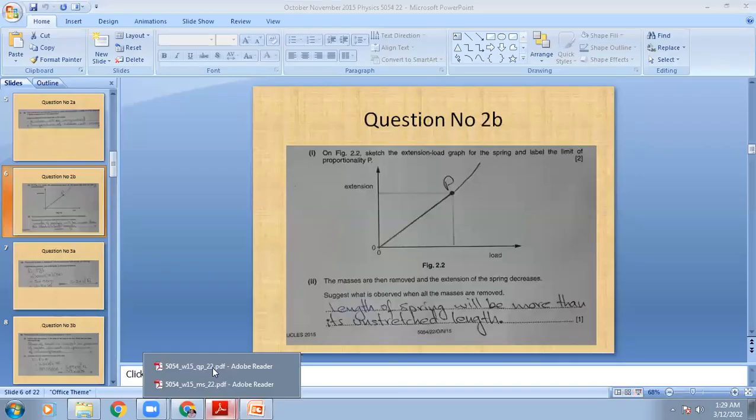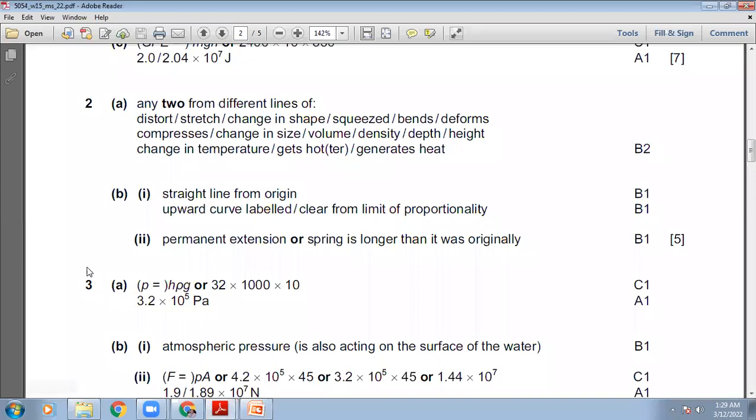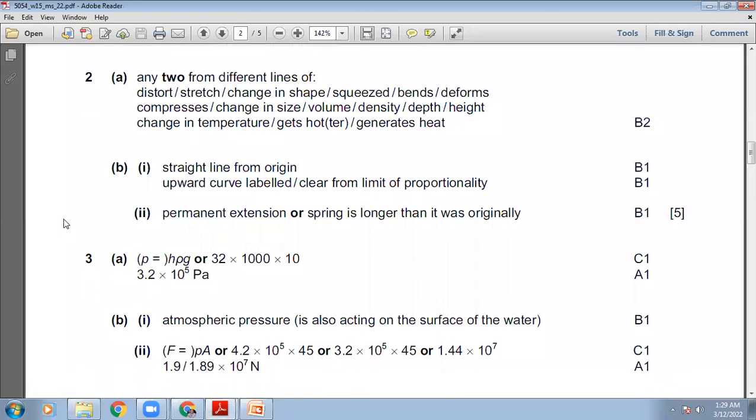So hopefully you understand. So that was question number 2. So there will be a permanent extension. Okay, any two forms, different lines, distort, stretch, change in shape. We're done with that. Straight line from origin, upward curve, labeled clear from the limit of proportionality. We are right. Our graph shape was perfect. Permanent extension or spring is longer than it was originally. I hope you understand question number 2. Let's move to the next question.